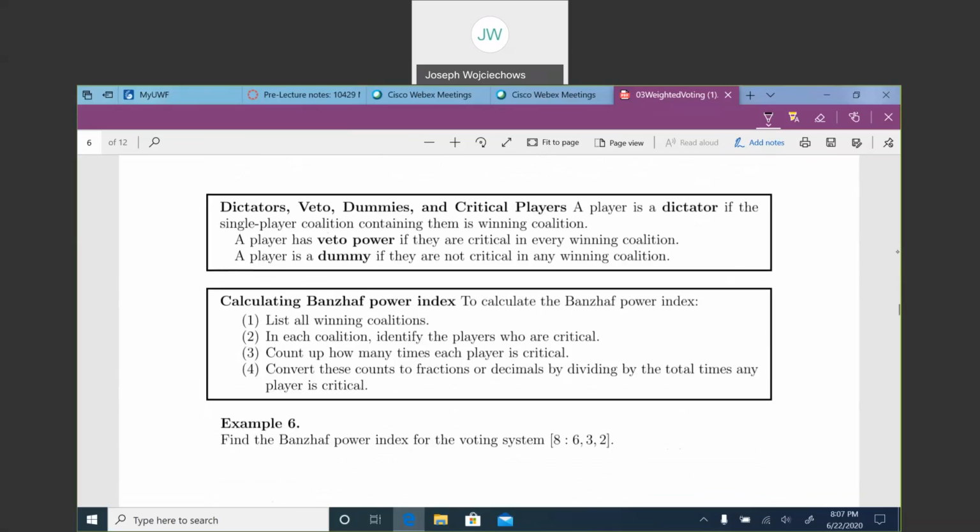So we're looking again at dictators, veto, dummies, and critical players. A player is a dictator if the single player coalition containing them is a winning coalition. A player has veto power if they are critical in every winning coalition. And a player is a dummy if they are not critical in any winning coalition. So now we're looking at coalition as being the player.